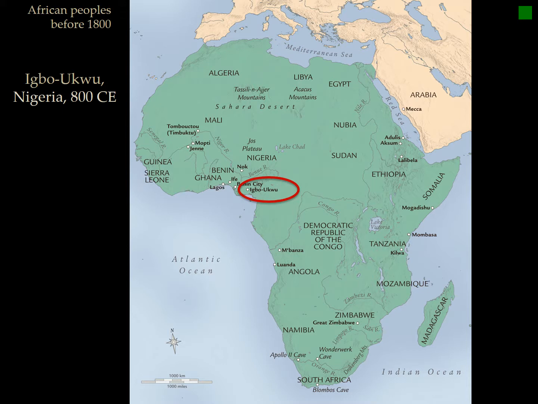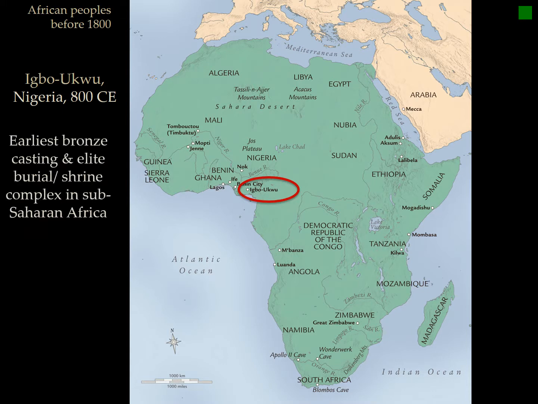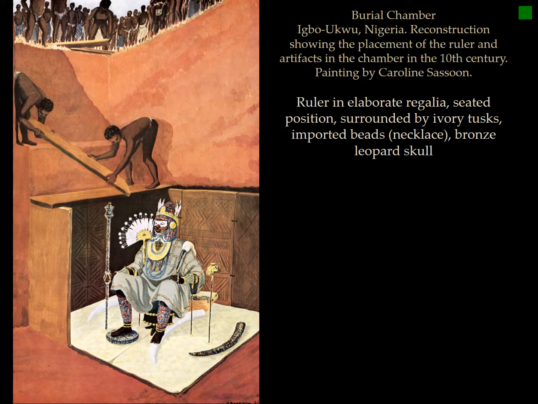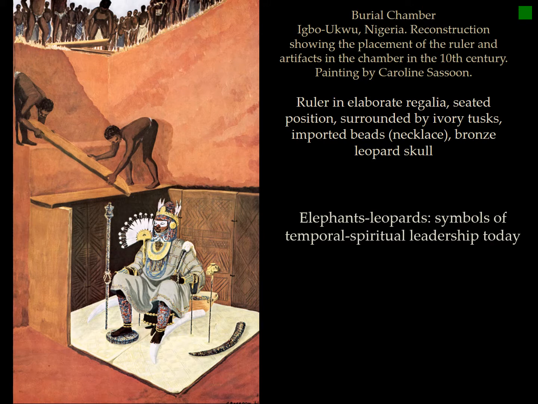Near the city of Nok, we have Igbo Ukwu in Nigeria, which around 800 Common Era provides us with the earliest bronze casting that we have in Africa, in an elite burial site with a shrine complex in Sub-Saharan Africa. These early bronzes were found as part of the burial here of a ruler, wearing elaborate regalia in the seated position, surrounded by ivory tusks, imported beads in the necklace, and a bronze leopard skull. The elephants and leopards that surround him are symbols of temporal and spiritual leadership even today in African societies.